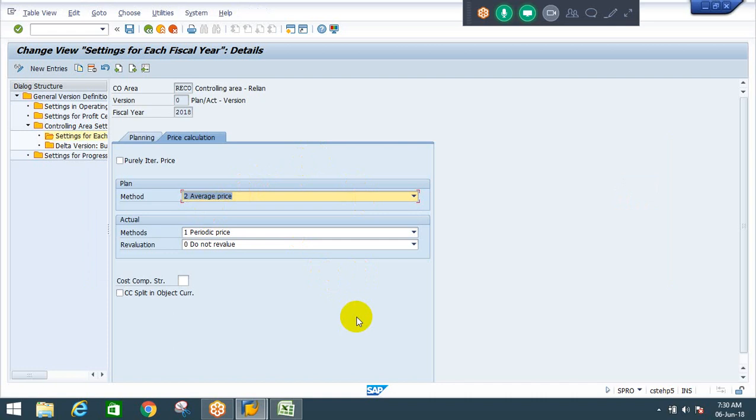Did you understand? What is periodic price? In cost center accounting we will do the same. We will do the planning, we will maintain the number of units for each cost center and calculate the price. We do the execution in cost center accounting. I will show you clearly in the system there.